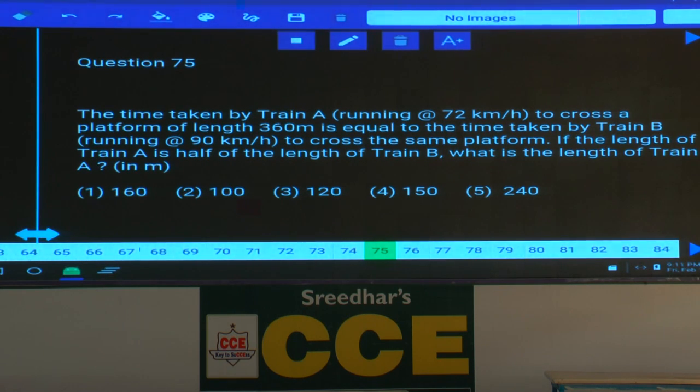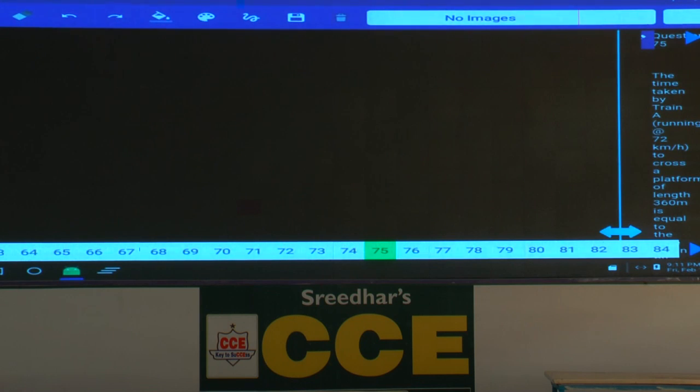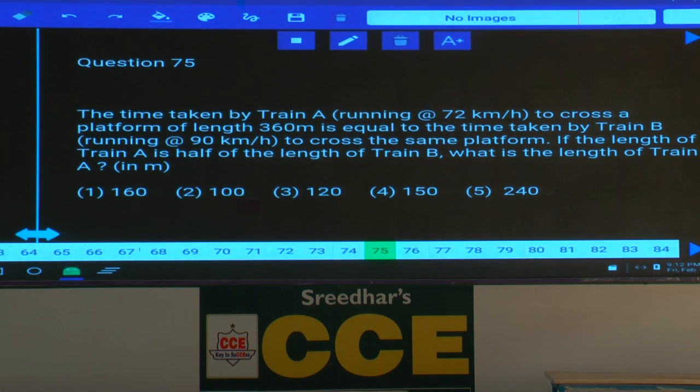Now, if train A length is x, then train B length becomes 2x. If a train crosses a platform, distance travelled should be equal to train length plus platform length, correct? So train length x plus platform length 360 must be equal to distance, which is equal to speed into time.